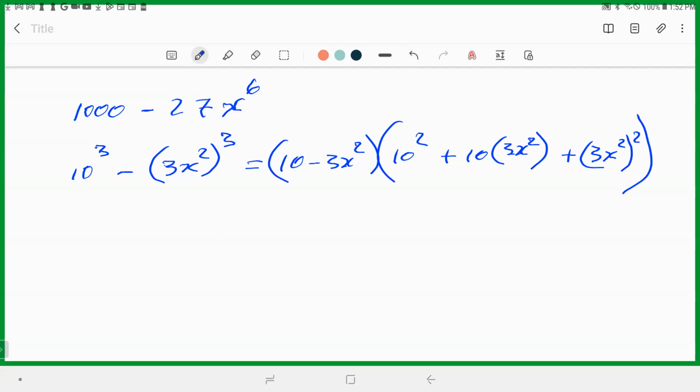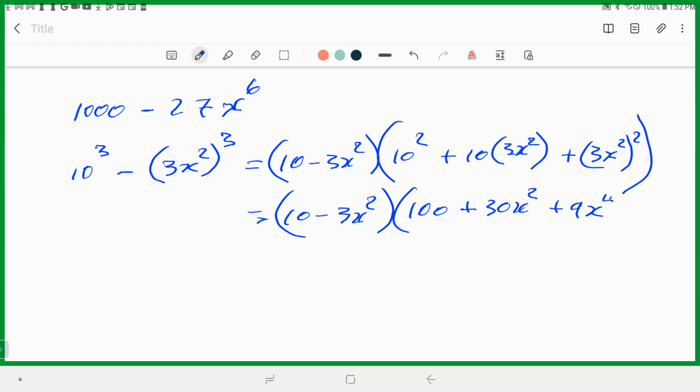Think of it as a process, not as a formula. 10 minus 3x squared, bracket. This becomes 100. This becomes 30x squared. And this becomes 9x to the 4th power. That's it. If you check it, this times this, I get equal to that.